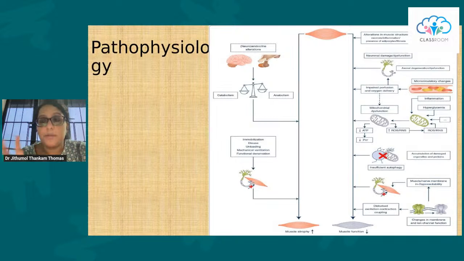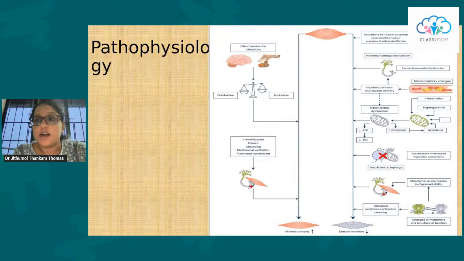So, muscle atrophy. Patients who are in the ICU and critically ill have a lot of neuroendocrine alterations, and these usually impair the catabolism-anabolism balance of the body. That is, there's usually more catabolism and breakdown due to activation of various proteolytic enzyme systems, and there is usually decreased anabolism. Also, prolonged immobilization in the ICU, disuse of the muscles, mechanical ventilation, functional denervation due to immobilization, all these can eventually result in increased muscle atrophy or loss of muscle mass. Along with loss of muscle mass, there can also be loss of muscle function per se. Structurally, the muscles may be damaged, with alterations like necrosis, inflammation, and infiltration by adipocytes. All these can affect the muscle function.